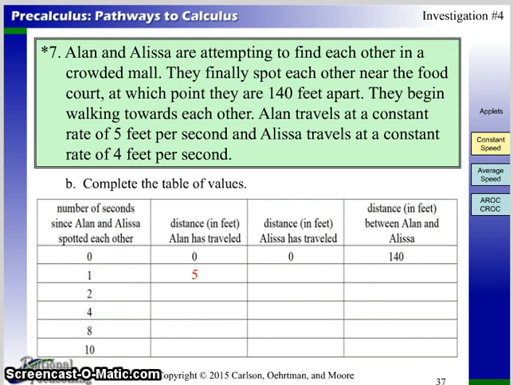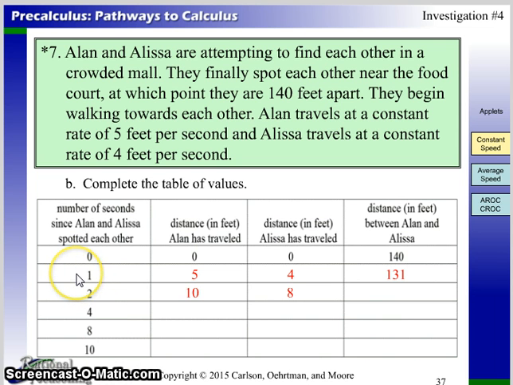We can fill in values because we know for every second Alan travels 5 feet, whereas Alissa travels 4. We can fill in distance for Alan that he has traveled, distance for Alissa. Now they're closer together. They are 131 feet apart.